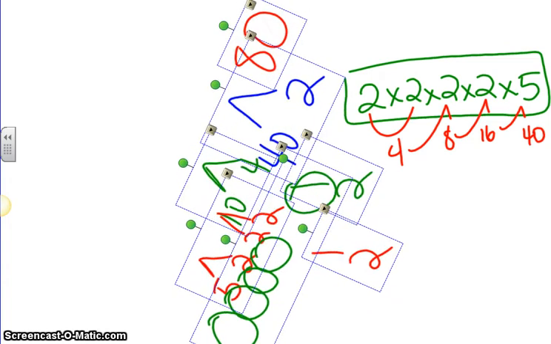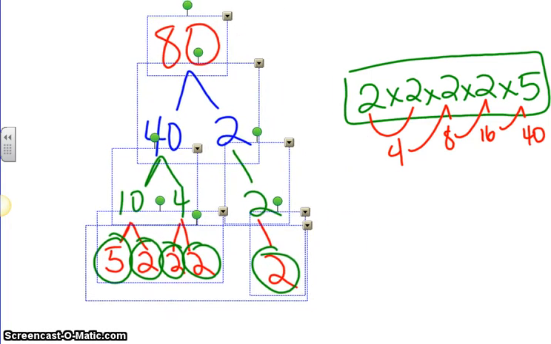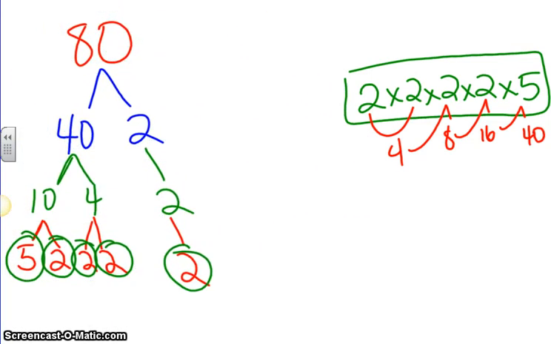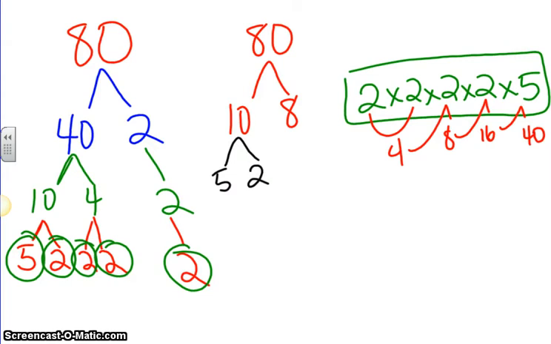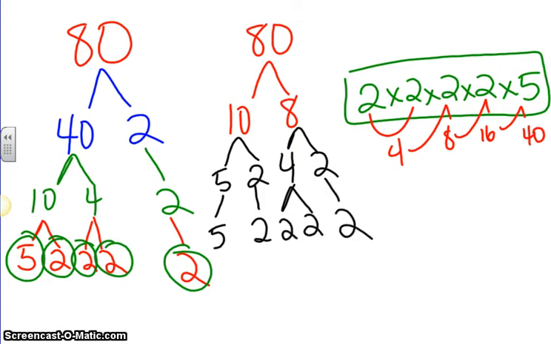And if I wanted to do something other than 40 times 2, I could have done the other obvious one, which is 10 times 8, and broken that down. 10 breaks down into 5 times 2, 8 breaks down into 4 times 2, 5 doesn't break down, 2 doesn't break down, 4 breaks down into 2 times 2, and 2 doesn't break down. So either way, I'm still left with the exact same prime factorization, no matter which way I break it down.